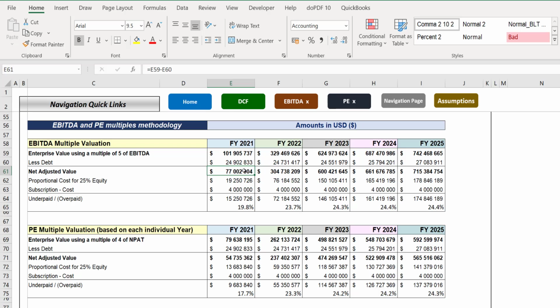Based on the adjusted value of your EBITDA valuation, it will then calculate the equivalent of 25%, using this example. What that basically says is that based on an EBITDA multiple of 5 times, in the first year, the investor should be paying $19.2 million for 25% equity. Yet only $4 million is being paid. So effectively, the investor is underpaying by $15 million, which is almost 20% on the EBITDA multiple valuation.